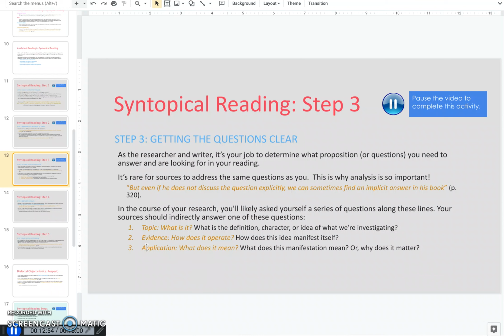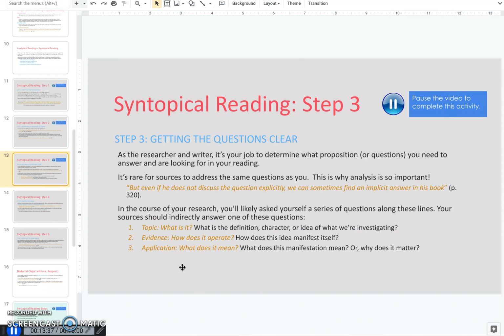Second, the source may provide more direct evidence that relates to your conflict. How does this idea manifest itself? Maybe it deals with translations of words or with story form and structure. This is where your source might provide direct quotes or specifics to back up your proposition. Third is what we call application. What does it mean? This type of source might help you explain why understanding this type of conflict in the Book of Ruth is important, and what it means for our lives today in the 21st century.